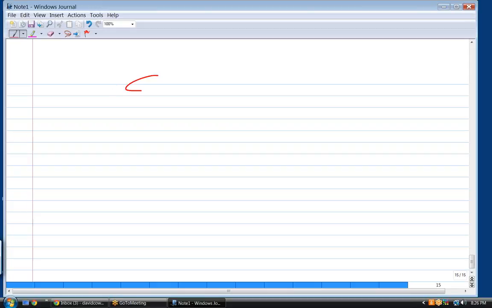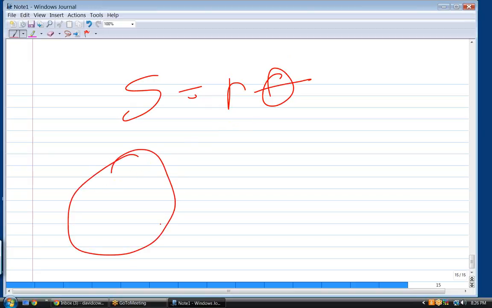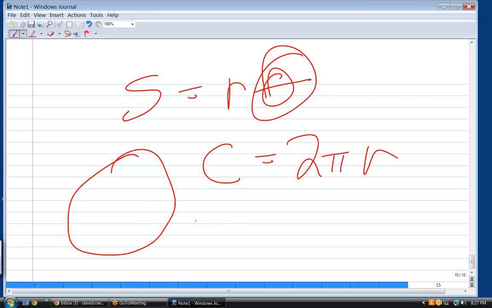Yeah, arc length is r times theta, as long as theta is in radians. Okay. And how can I remember this? Well, if you look at a circle and you consider the entire circumference to be an arc length, we know what the circumference is. It's 2 pi r. What would theta be for a full circle? It would be 2 pi in radians. Okay, so this is the formula in radians.